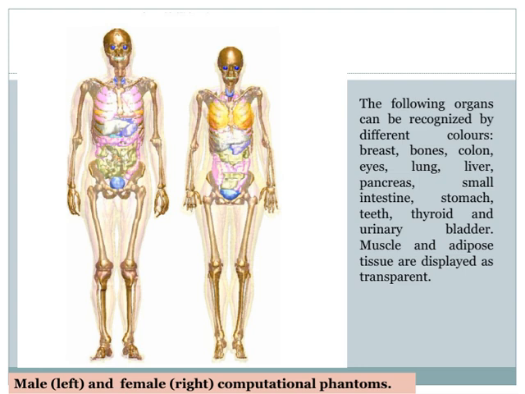For example, the breast, bones, colon, eyes, lung, liver, pancreas, small intestine, stomach, teeth, thyroid, and urinary bladder are all color-coded for easy identification. Additionally, muscle and adipose tissue are shown as transparent, which allows us to focus on the organs of interest without visual clutter. This detailed visualization is essential for understanding organ-specific dose calculations and assessing radiation risk. Overall, these phantoms serve as vital tools in medical physics and radiological research, helping us improve both safety and treatment efficacy.